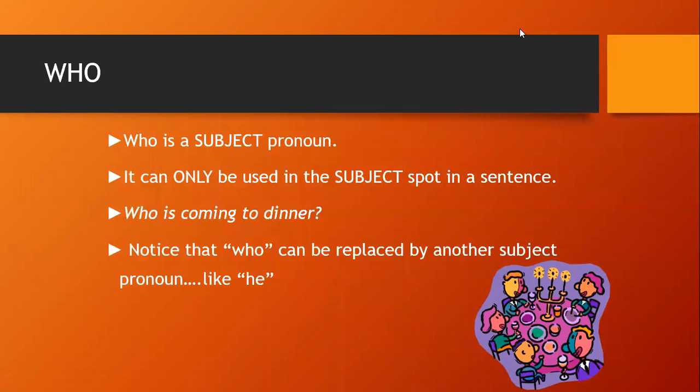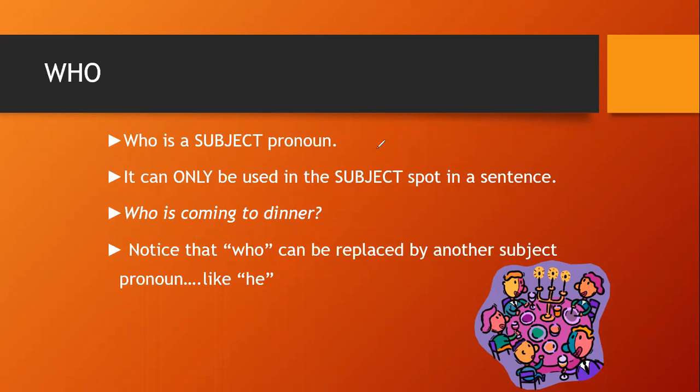Who is a subject pronoun. First of all, we are going to see information about who. Who is a subject pronoun and it can be used in the subject spot in a sentence. If you know what a subject is, then it will be very easy for you to understand the use of who. Well, what is a subject? A subject is a person or thing that does the action in a sentence or is talked about in a sentence. It's the most important thing.